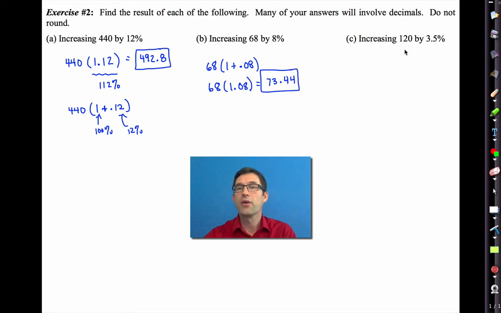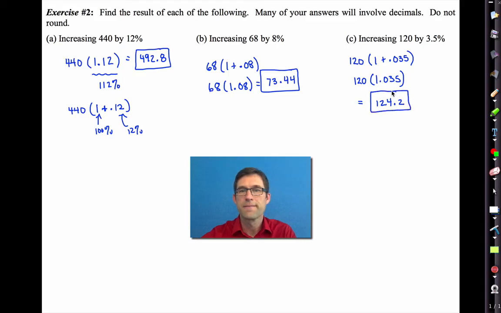All right, increasing 120 by 3.5%, this might be the hardest one because you've got that 3.5%. What we're really doing is multiplying by 1 plus 0.035, or 120 times 1.035, and that's going to be 124.2. All right, so that's it.